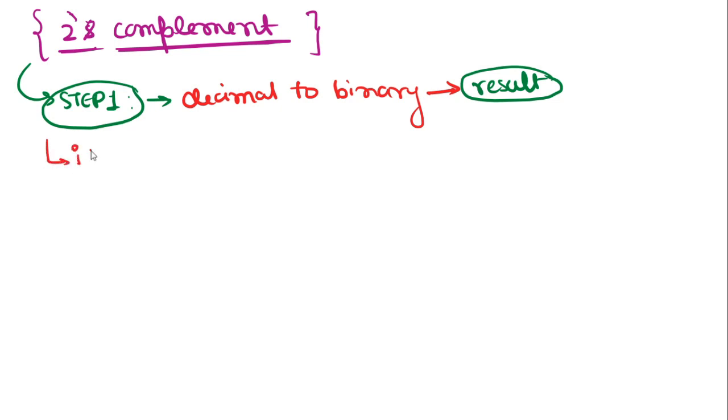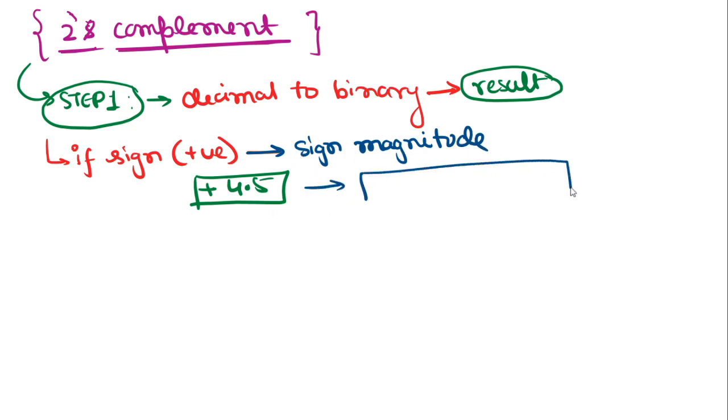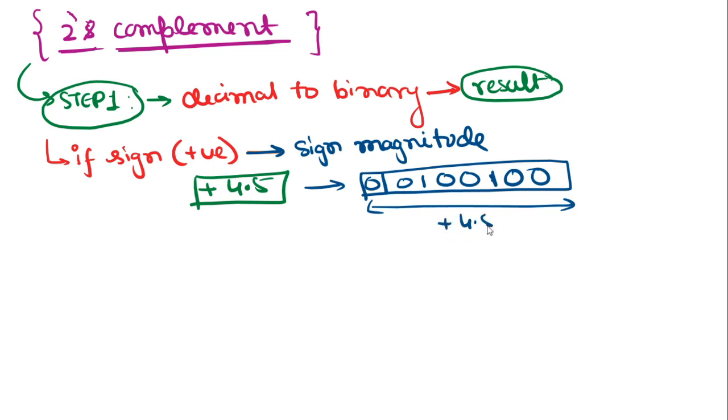Now the condition is, if the sign is positive, if the value is a positive value. Take the same example, plus 4.5. If you want to represent plus 4.5, we will represent this value in exactly the same manner as that of sign magnitude. I will just write directly here: 0 for sign, and the remaining part will be 0 1 0 0 and 1 0 0. This will represent plus 4.5.